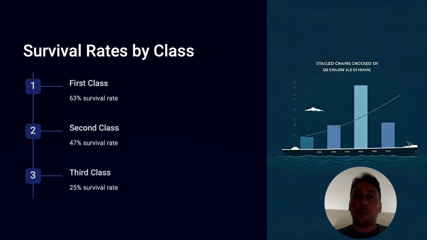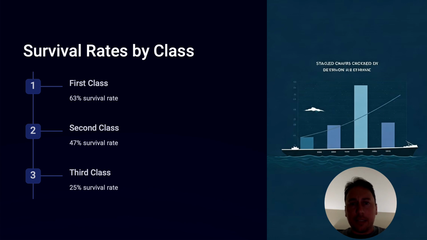Second class, 47% survival rate. The second class passengers fell into the category of moderately surviving. Since they were situated beneath the first class, it was a little bit more difficult for them to advance to lifeboats as quickly as possible. However, they still had better chances compared with third class passengers.